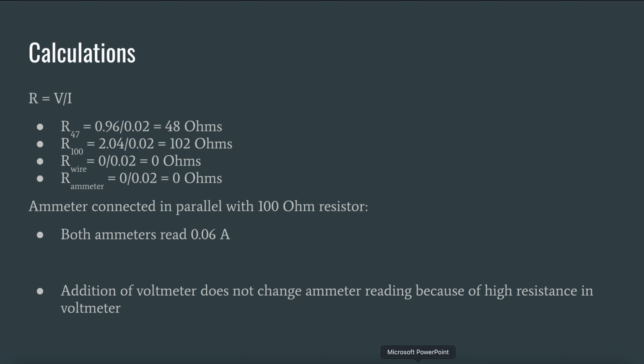So for our calculations, we find that the resistance of the 47 was 48 ohms, and R100 was equal to 102 ohms. The resistance of the wire was 0 ohms, and the resistance of the ammeter was 0 ohms as well. And then for the ammeter connected in parallel with the 100 ohm resistor, both ammeters read 0.06, and the addition of the voltmeter does not change the ammeter reading because of the high resistance of the voltmeter.